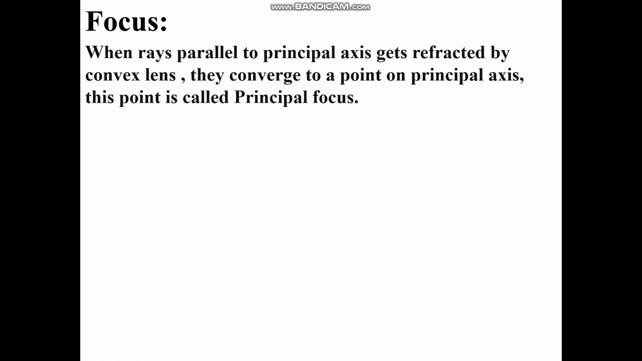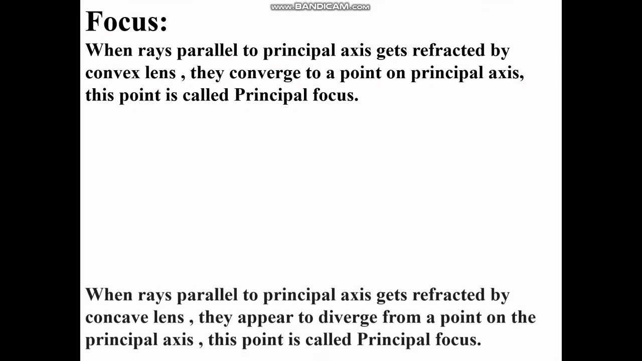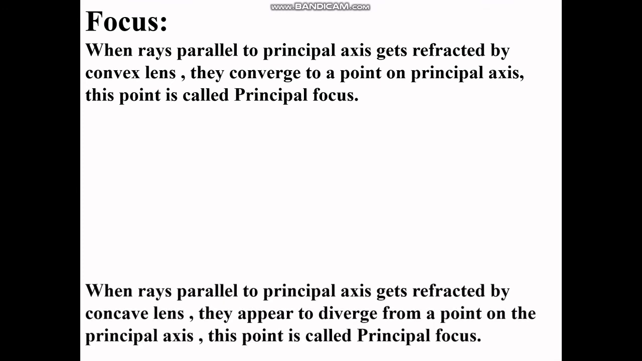Focus. When light rays parallel to the principal axis get refracted by the convex lens, they converge to a point on the principal axis. This point is called the principal focus. You had already seen that light rays parallel to the principal axis were going and meeting at a point. They were converging to a point. That is known as the principal focus.